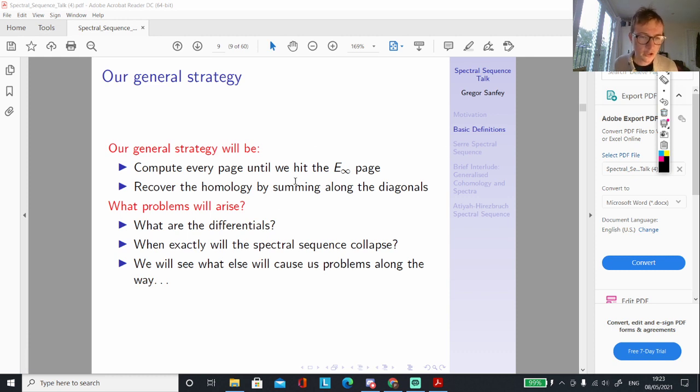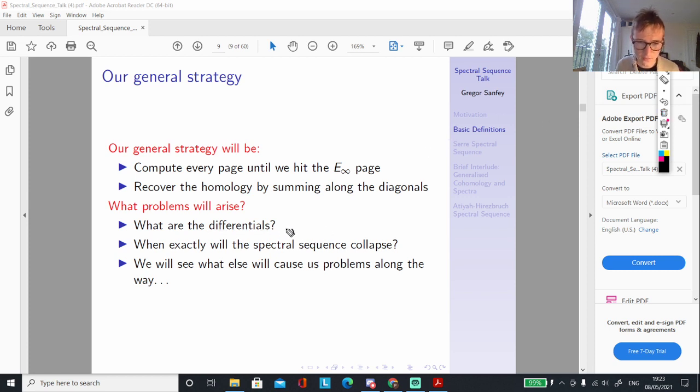Then we can recover the homology or cohomology by summing along these diagonals. Again, difficulties can arise by just doing this naive approach, but in this talk it will be fine. I don't want to make it sound like it's too easy, right? We're just going to run into some difficulties. For example, how are we supposed to compute the differentials?